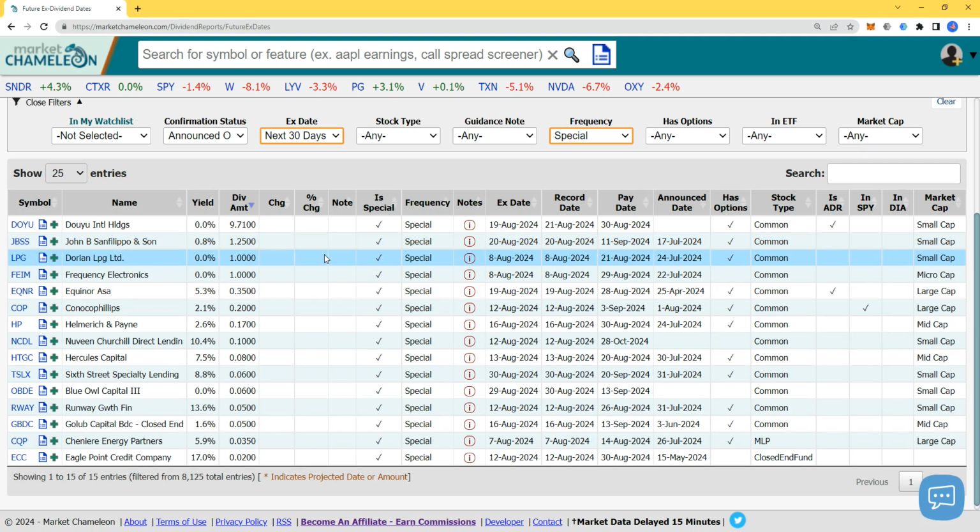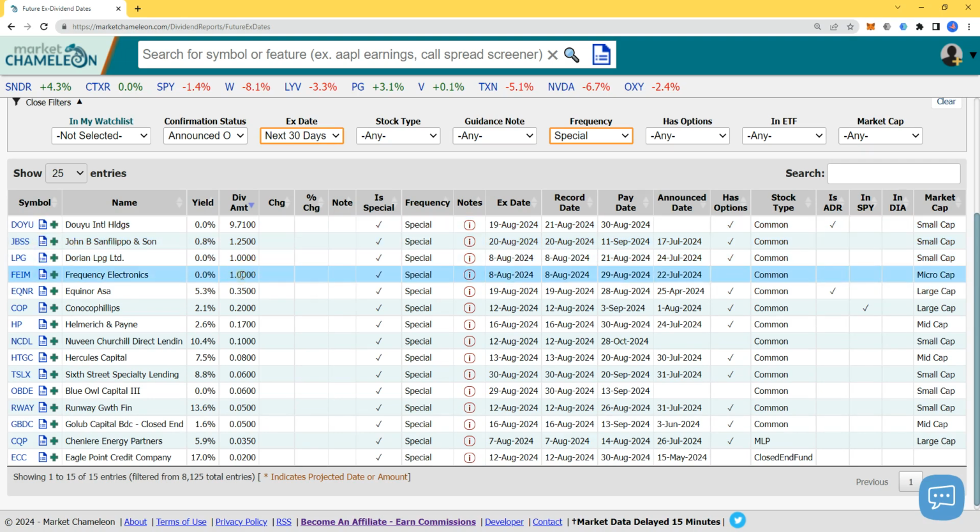Market cap, small cap, and we got LPG, Dorian, $1. Whenever I see, just like before with the increase, I'm looking for an extra 50%. And for the special dividend, I'm looking for $1 and up. Everything that is above a dollar as a special dividend piques my interest. I don't care about an extra 10 cents, 20 cents, or a couple of pennies as special dividend. No, I want the big money.